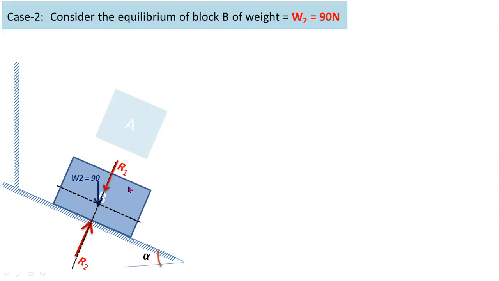Now you have to consider the direction of motion of the block. Here the direction of motion of this block is downward. So you have to consider opposite frictional force. So you have to consider upward frictional force at the contact surface. This is the friction force between the inclined plane and block B, and F1 equal to mu1 R1 is the frictional force between the block A and B. Both are opposite to the direction of motion of the block.